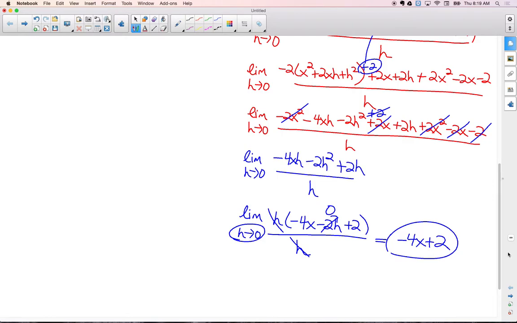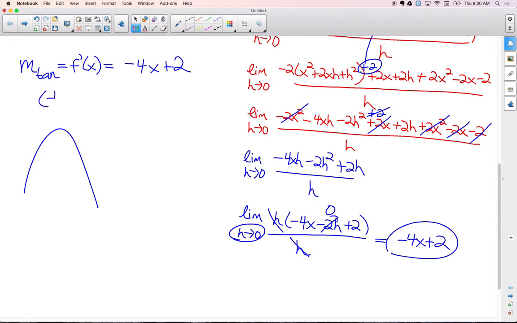Just give me the point. What was it? So my slope of my tangent line, which is also my derivative, which is f prime of x, is equal to negative 4x plus 2. Now they wanted me to find the equation for the tangent line. So whatever this parabola looks like, it's like an upside down parabola. And they have a point, negative 1/2, 1/2. Wherever that point's at on the graph, there's a tangent line.